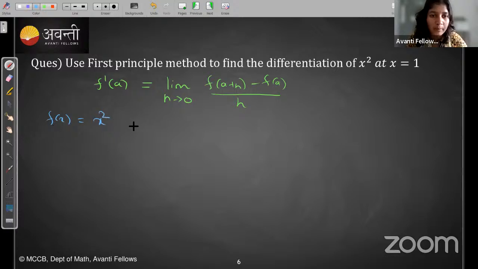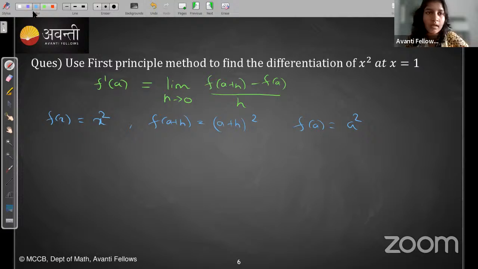So what will be f of a plus h? F of a plus h will be a plus h whole square. And f of a will be a squared, correct? So just substitute these values here. What will we get? We will get f dash of a is equal to limit as h tends to 0, a plus h whole square minus a square divided by h.